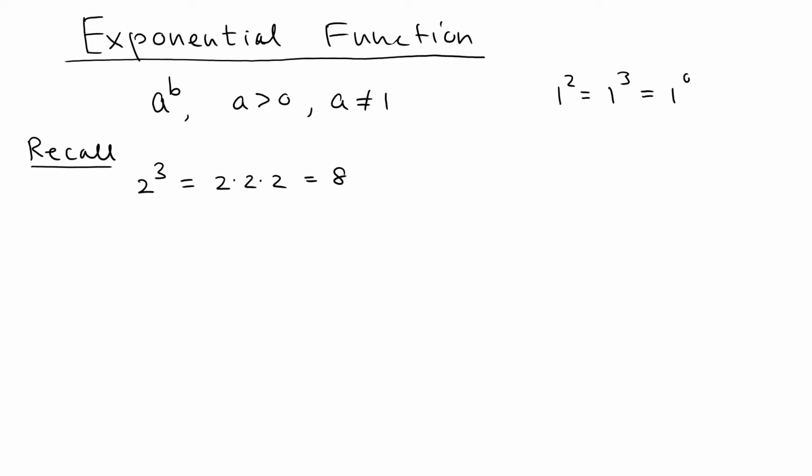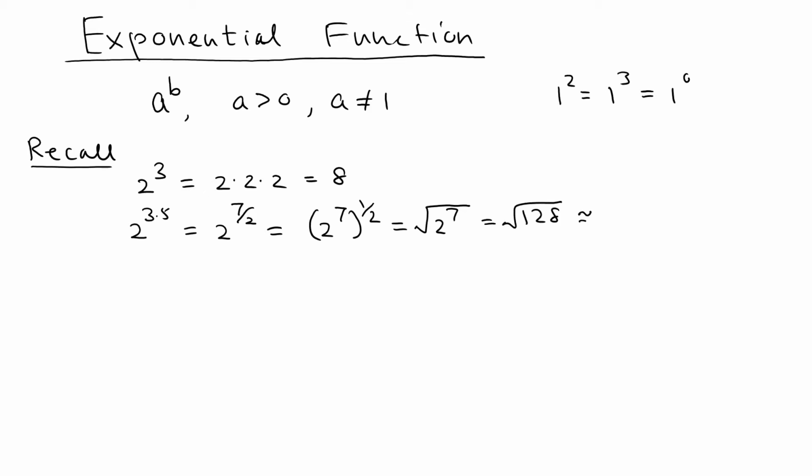And then let's see what is 2 to the 3.5. If you have a decimal number like that, first we can write 3.5 as 7/2. And then this means that you're going to take the 2 to the 7th power and take half power. Half power means square root. So this is the square root of 2 to the 7. 2 to the 7 is 128, square root. So if you calculate that, you can end up getting 11.31.